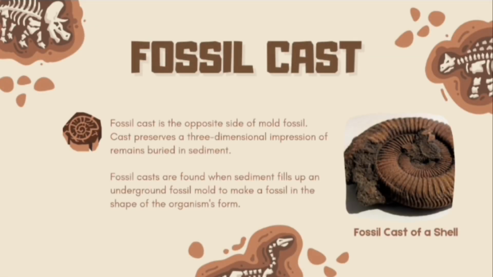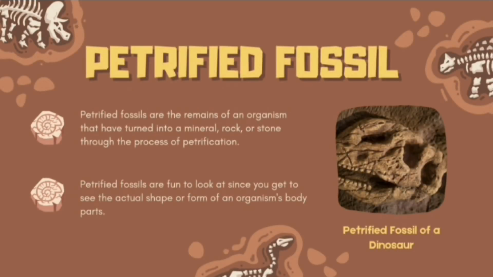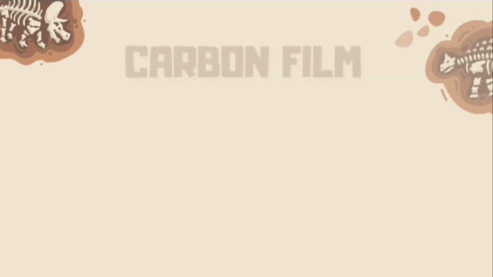Fossil cast. A fossil cast is the opposite side of a mold fossil. A cast preserves a three-dimensional impression of remains buried in sediment. Fossil casts are found when sediments fill up an underground fossil mold to make a fossil in the shape of the organism's form. Fossil casts are fun to look at since you get to see the actual shape or form of the organism's body parts.